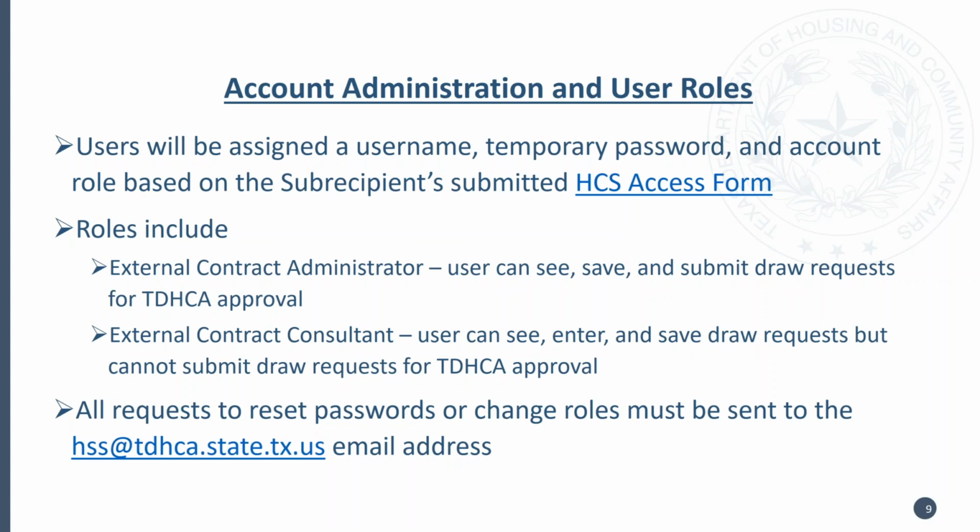With those forms, there are 2 primary roles that a user can have. These are going to be an external contract administrator and an external contract consultant. The administrator can see, save, and submit draw requests for TDHCA approval. So they can press the submit button and send it off to us for us to approve and process that draw. The contract consultant, on the other hand, can see, enter, and save draw request information, but they can't press the final button. They can't submit it. We generally encourage you to use your 3 roles to make everyone a contract administrator, just so there's some redundancy in who's able to submit draw requests. But if you choose to make someone a consultant, that's fine too. Just know that you're going to want someone available at all times to submit the request so it doesn't get stuck in the system.